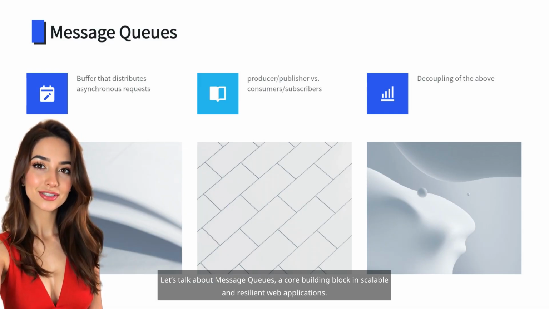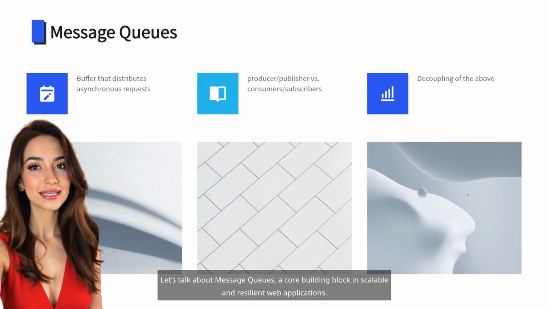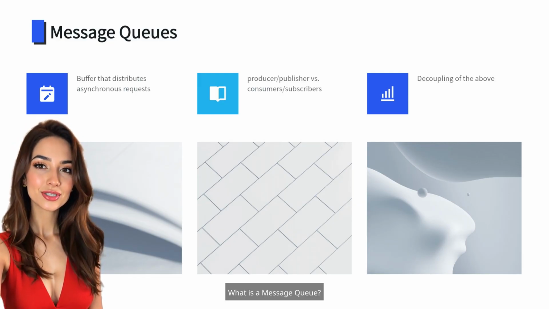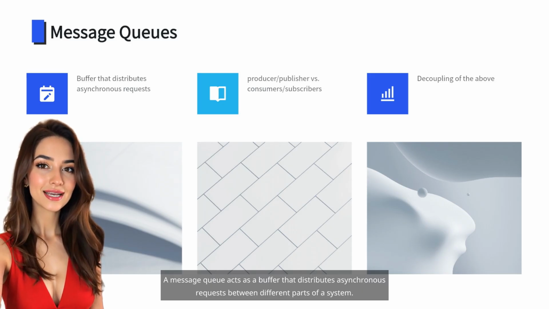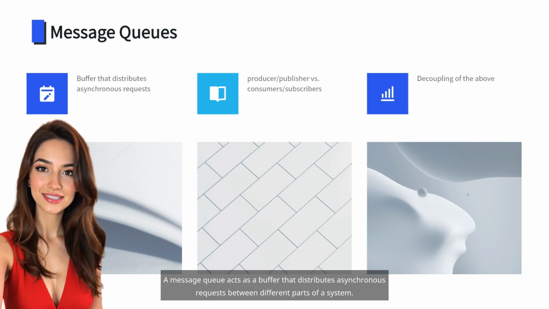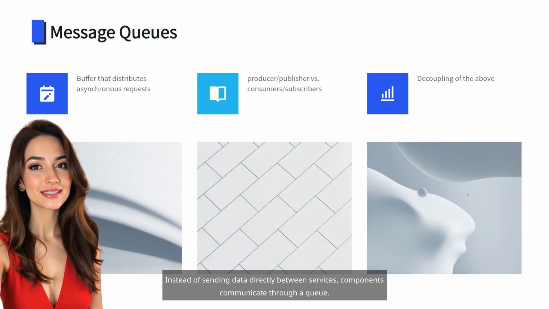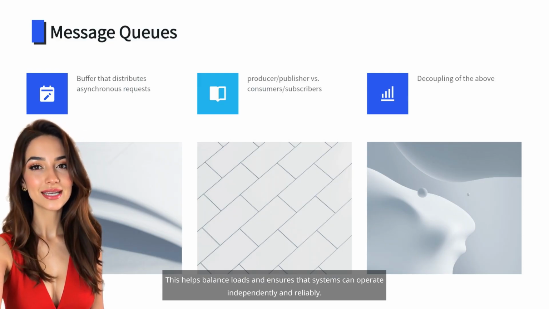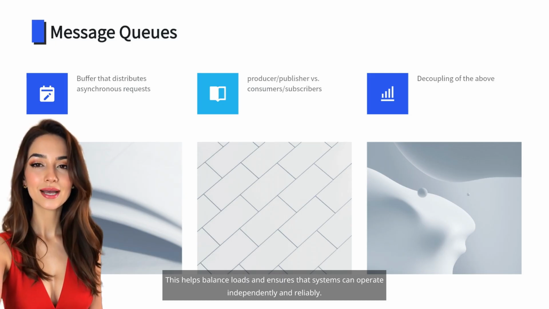Let's talk about message queues, a core building block in scalable and resilient web applications. What is a message queue? A message queue acts as a buffer that distributes asynchronous requests between different parts of a system. Instead of sending data directly between services, components communicate through a queue. This helps balance loads and ensures that systems can operate independently and reliably.